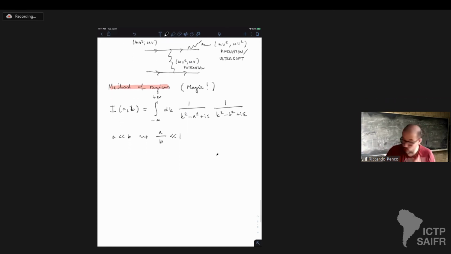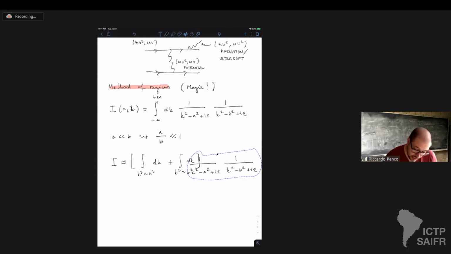And to do that, we're going to try to make some approximations. So the first approximation that we can make is to say, look, most of the contribution to this integral is going to come from the regions that are around the poles, because that's where the integrand becomes very large. So a reasonable approximation might be to break up this integral into two pieces, one that involves the regions where k squared is close to a squared, and one where k squared is of order b squared. And we're going to integrate this.